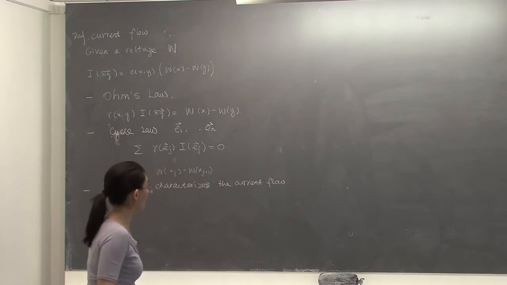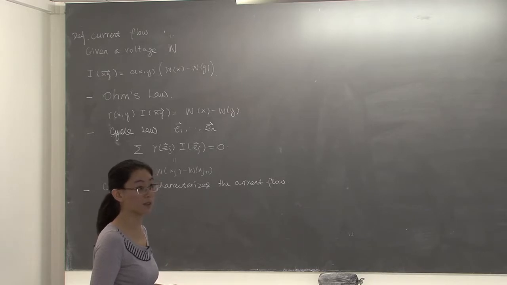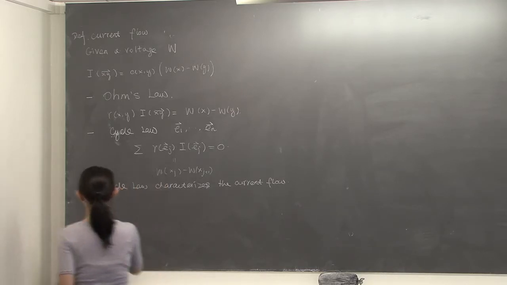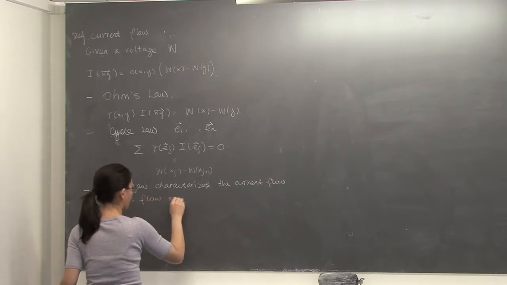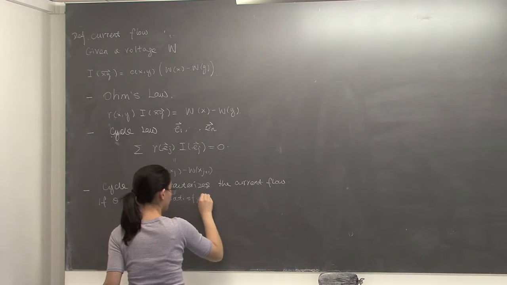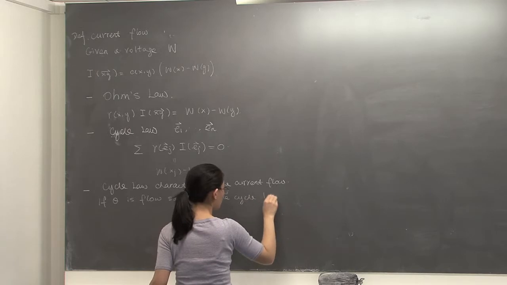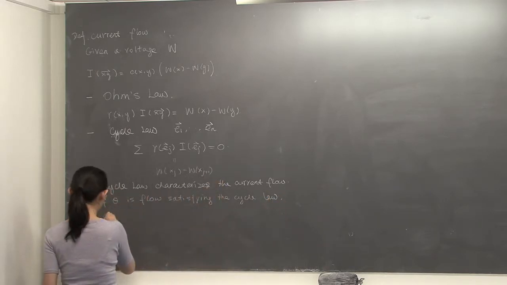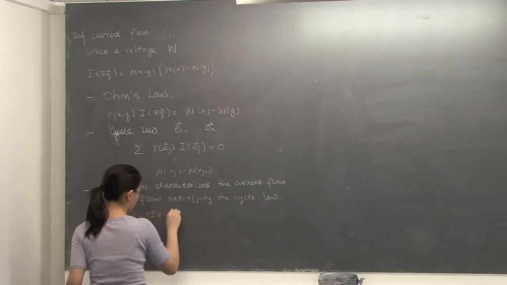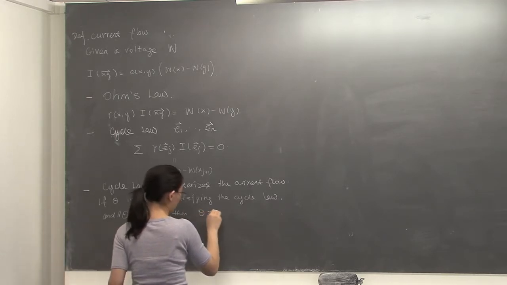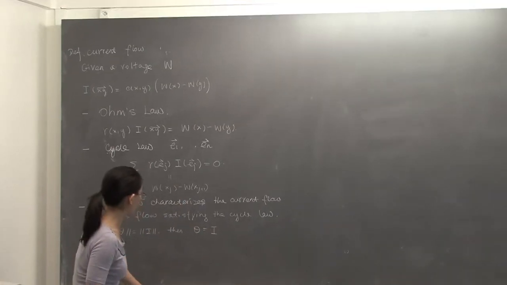So by this, we mean that if we have a flow that satisfies the cycle law, then it has to be the current flow. So if theta is a flow satisfying the cycle law, and it has the same strength as the current flow, then it has to be the same as the current flow. So this is the first non-trivial property for the current flow.